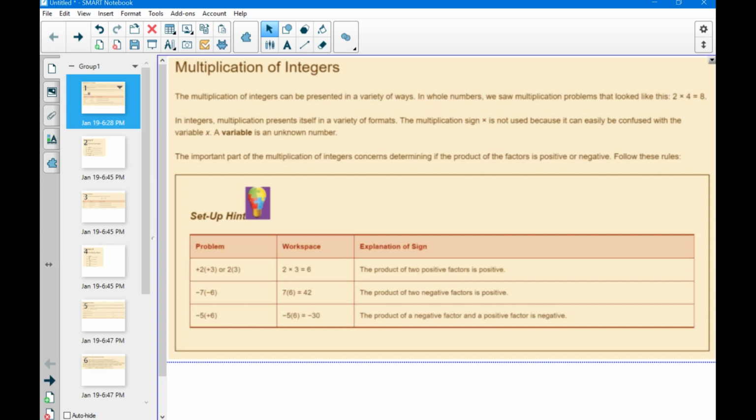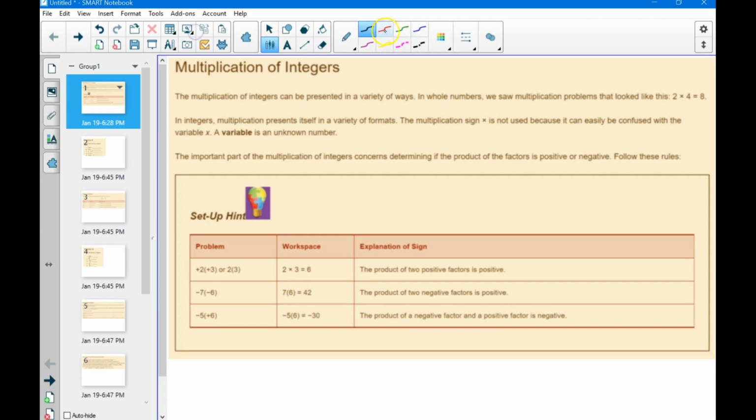So multiplication of integers can be presented in a number of ways. In whole numbers, we saw multiplication problems that look like this: 2 times 4 equals 8. In integers, multiplication presents itself in a variety of formats.